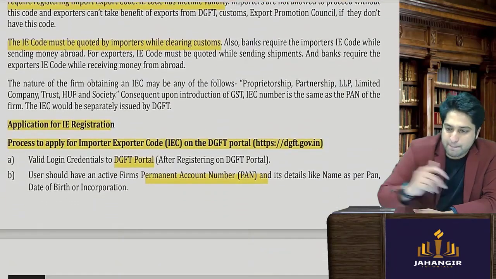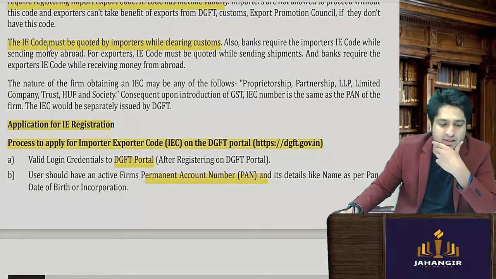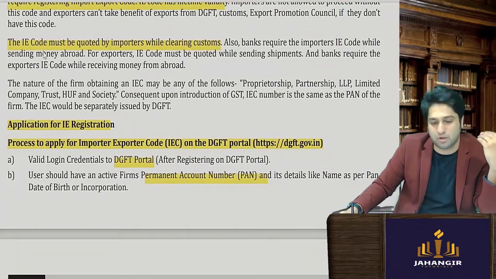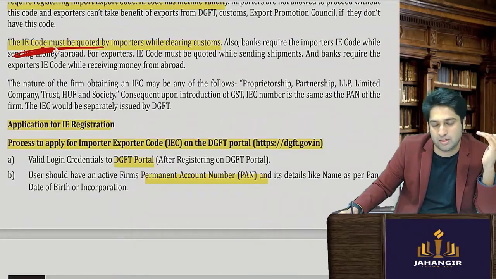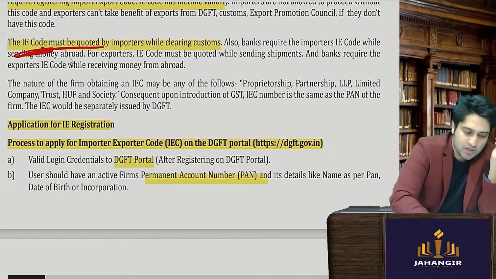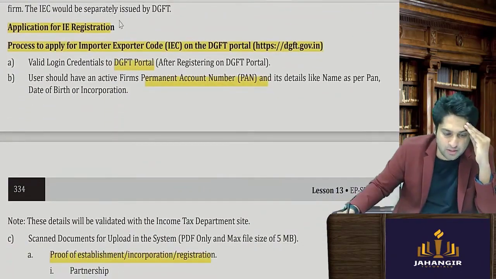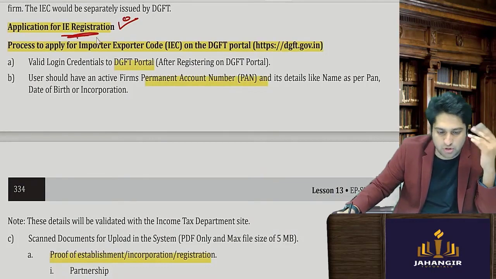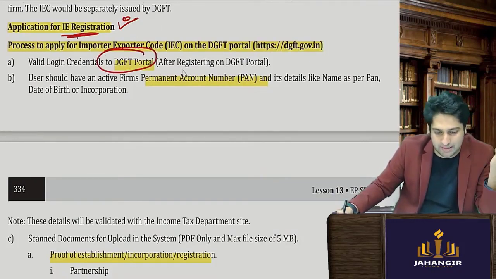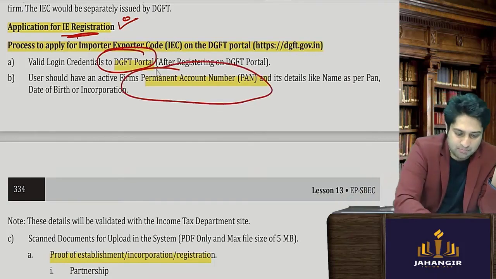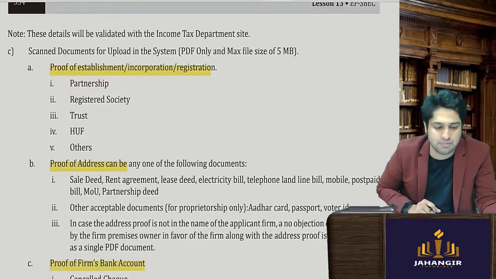Whenever you do an import or export, you have to quote your IEC code. It's an import exporter code. Now application for IEC code, you have to go to the DGFT portal. Okay, make an application. In that you give your PAN number, and now very simple.